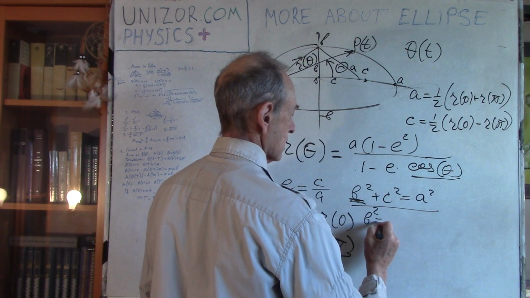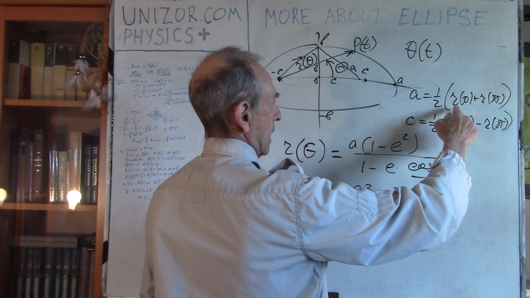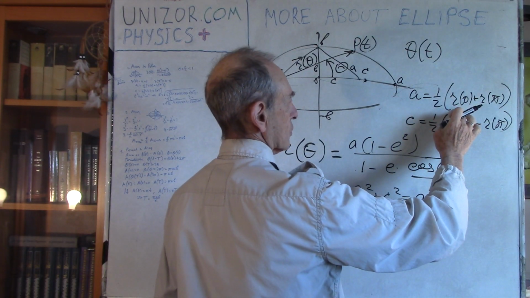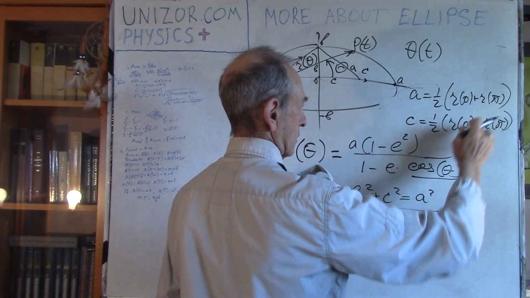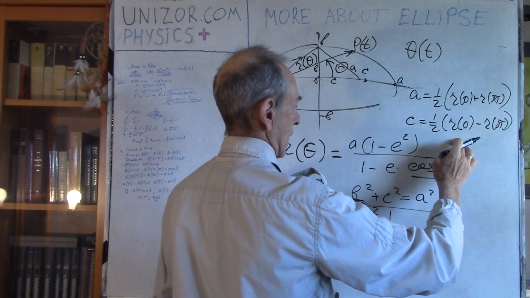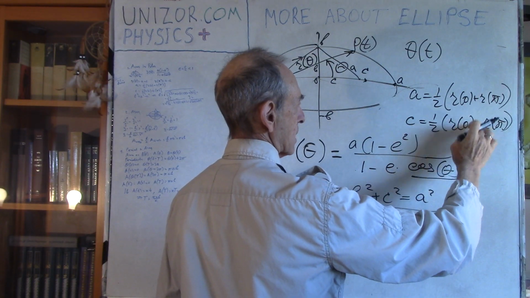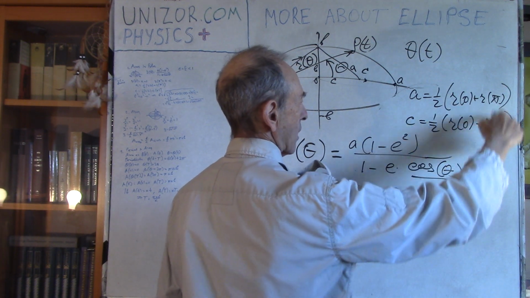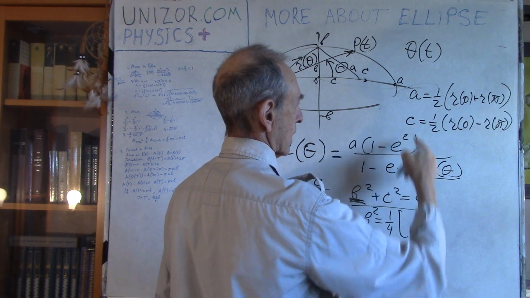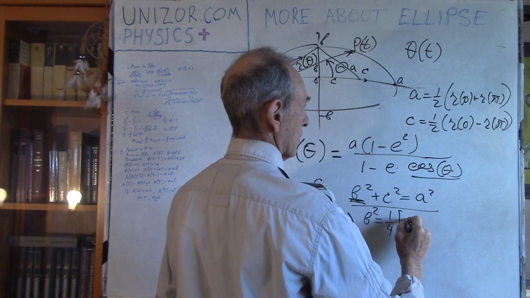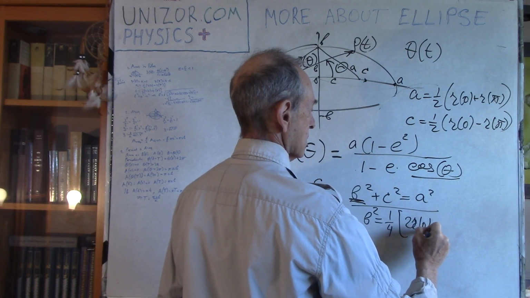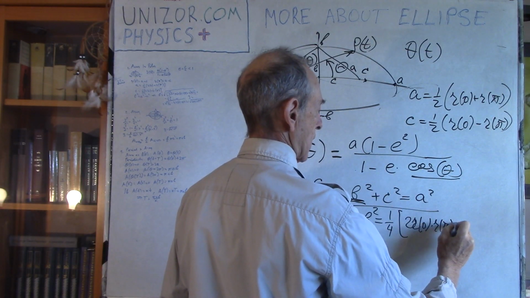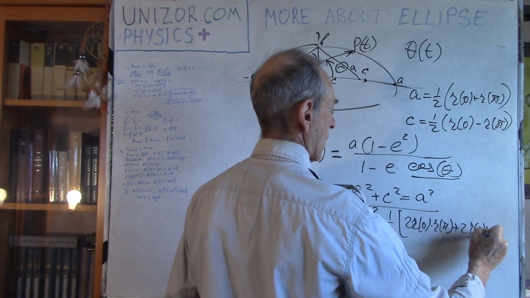So B square is equal to A square minus C square. A square is 1/4 R of 0 square plus 2R of 0 R of pi plus R pi square. Now C square will have exactly the same thing, except it will be minus 2. So what will remain, because R of 0 square and R of pi square will cancel out, if I subtract square of this minus square of this, I will have only 2 R of 0 R of pi from this, minus minus, so it's plus, again 2, the same thing, R of 0 R of pi.